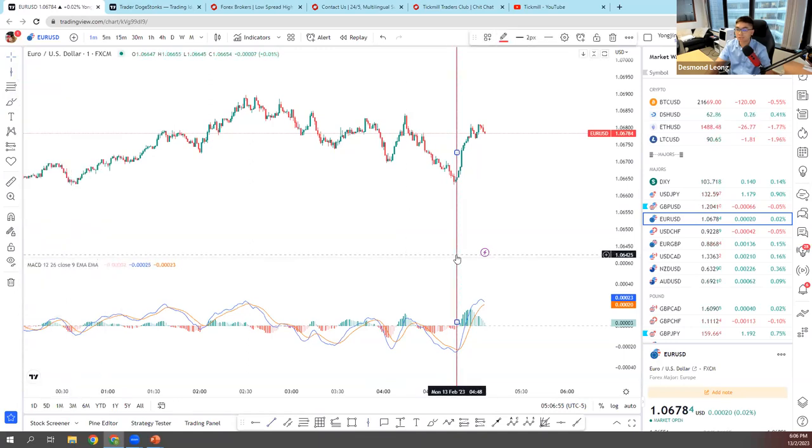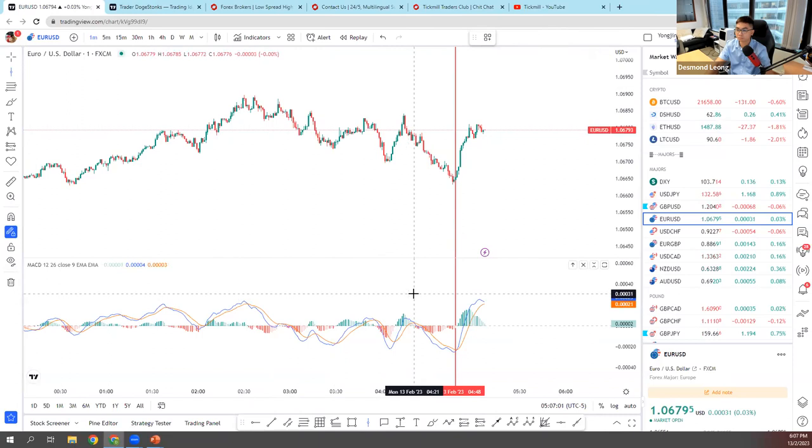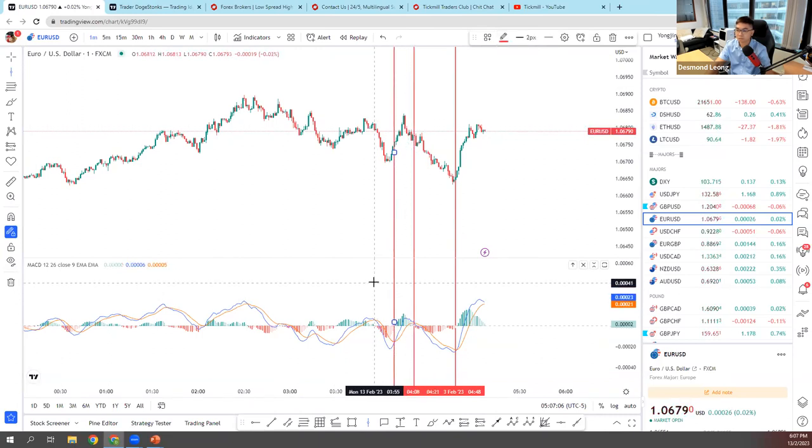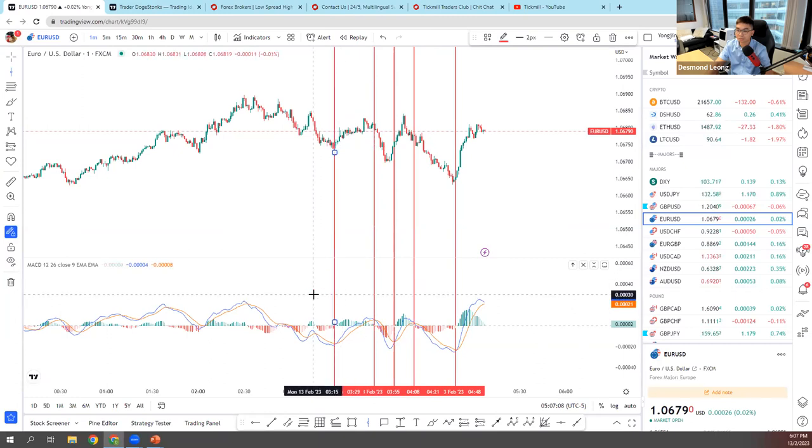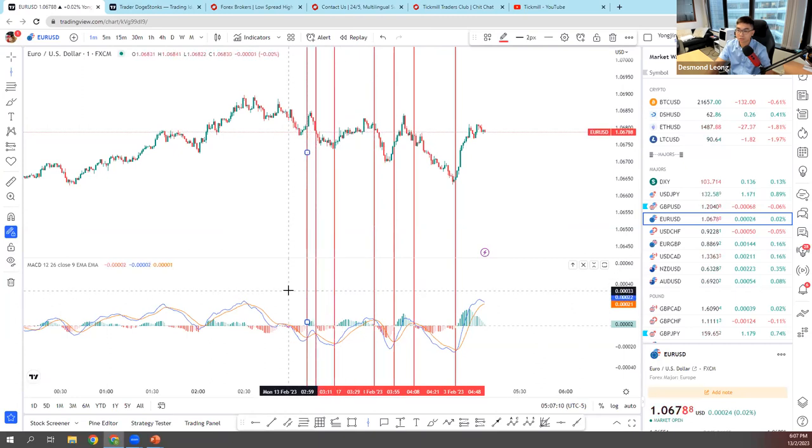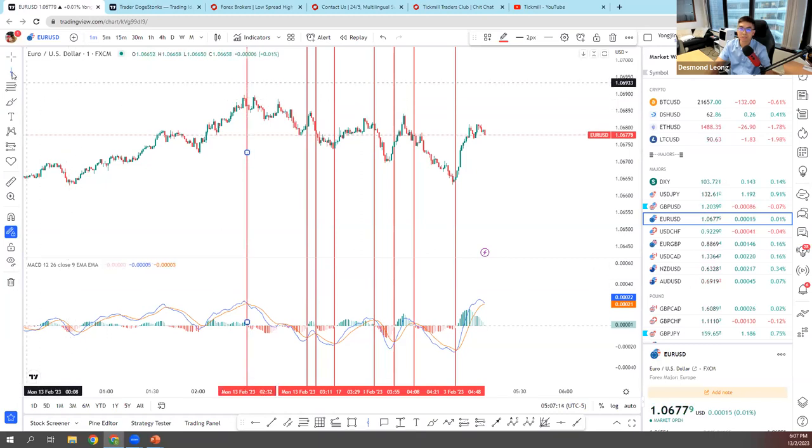Vertical line. So we actually have a buy crossover, crossover. Stick to drawing mode. So we had a crossover, quite a bit of crossovers on the 1 minute chart. Okay, I'll stop right there.